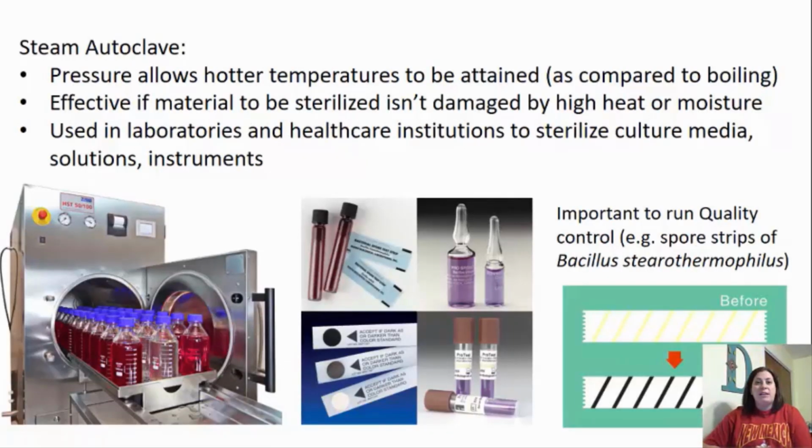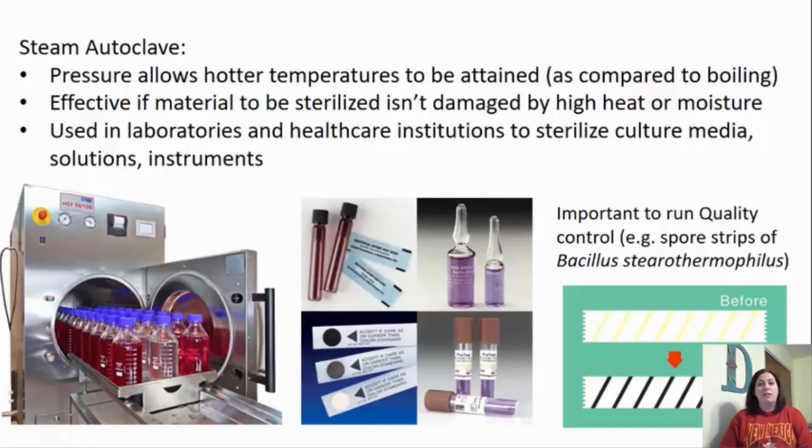One of the main ways that we use heat in the lab is through a steam autoclave. The whole point of the steam autoclave is it allows you to use really high pressure and hotter temperatures to sustain the high heat. This is better than boiling because it keeps it in a contained area. This is effective if the material to be sterilized is not damaged by high heat or moisture. All right, so like with glass, this is an easy way to sterilize.